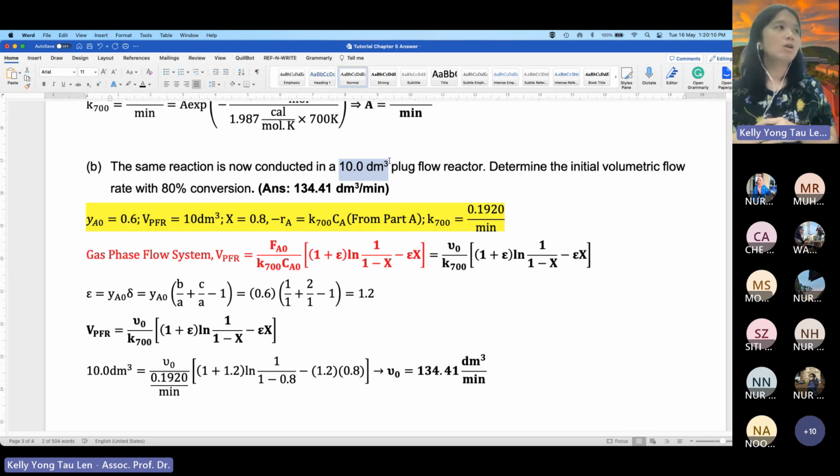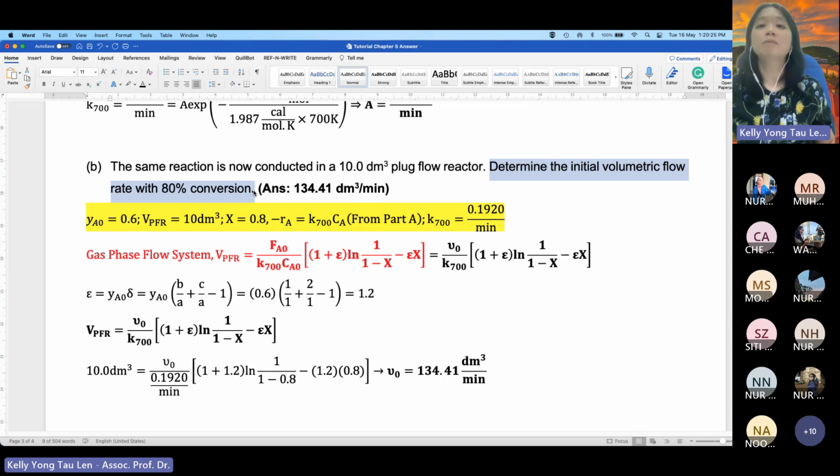of your rate law. Okay, so dia kata sekarang, I run the same reaction in a 10 dm cube plug flow reactor. They want you to determine the initial volumetric flow rate with 80% conversion. So initial volumetric flow rate itu adalah epsilon naught kan?